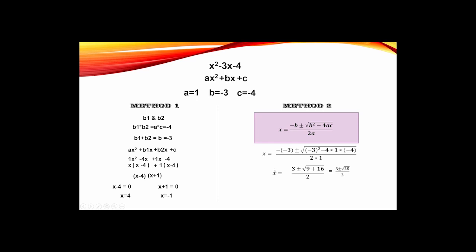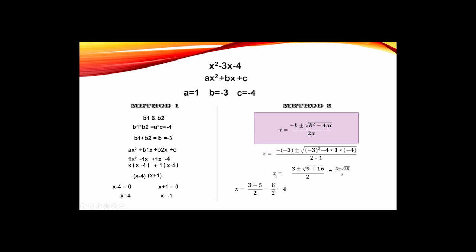Now for x we have two terms, that is x equal to 3 plus square root of 25 whole divided by 2, and x equal to 3 minus square root of 25 by 2. What is square root of 25? Square root of 25 is 5. Therefore we can write it as x equal to 3 plus 5 whole divided by 2. 3 plus 5 is 8. We will get 8 by 2, which is equal to 4.